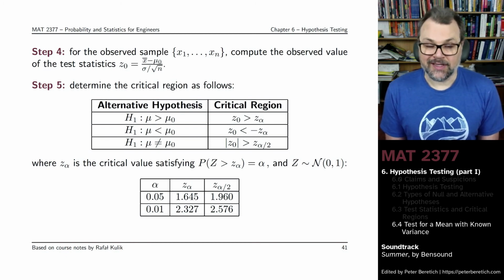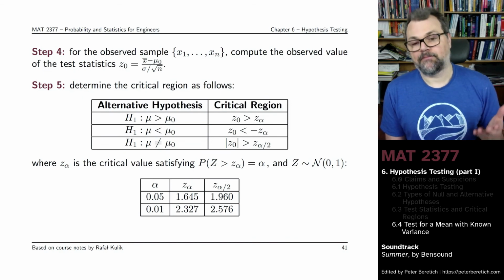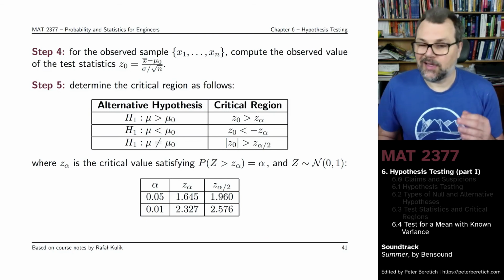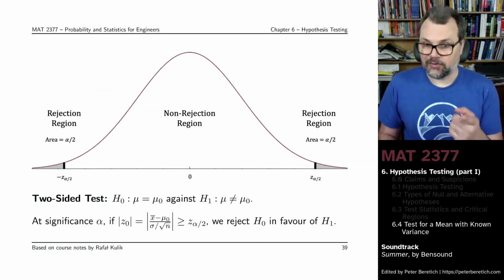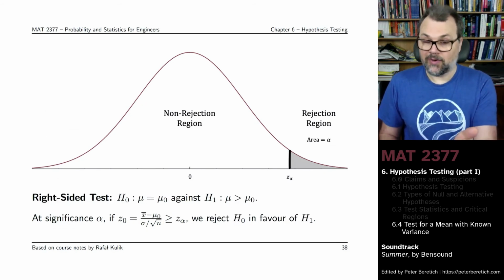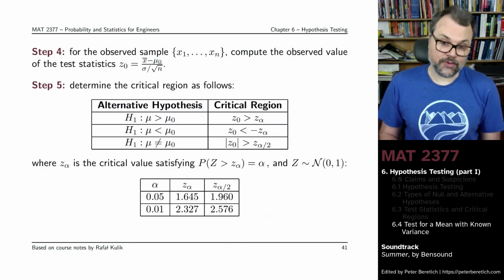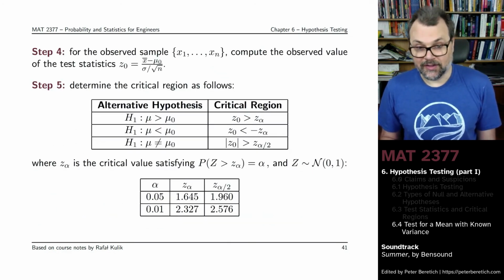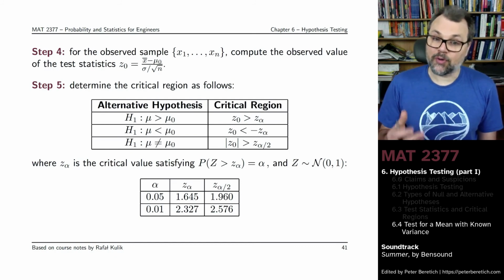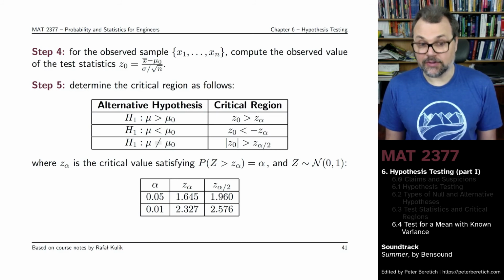And the Z alpha is the critical value that will satisfy that the probability of Z being greater than Z alpha is equal to alpha if Z follows a standard normal distribution. It's probably easier for you to remember these drawings. The two-sided case, the right-sided test, the left-sided case. It also doesn't hurt for you to know what these values should be. You'll be seeing them over and over again. It might be useful to know what they are. There's only 4 values to remember.